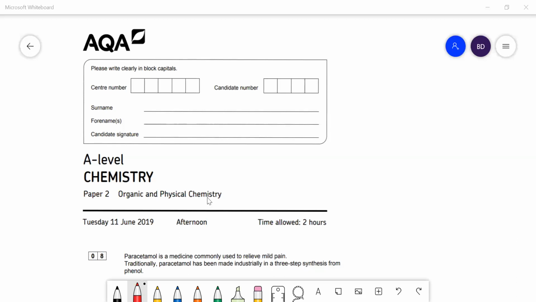Hi, in this video, I'm going to go through the AQA A-Level Chemistry Paper 2 from 2019. And this is the second half of the paper, starting at question 8. I covered the first half in an earlier video.